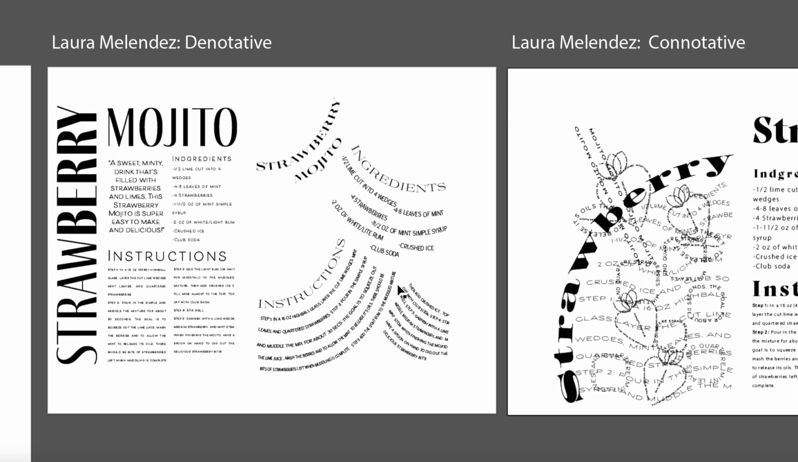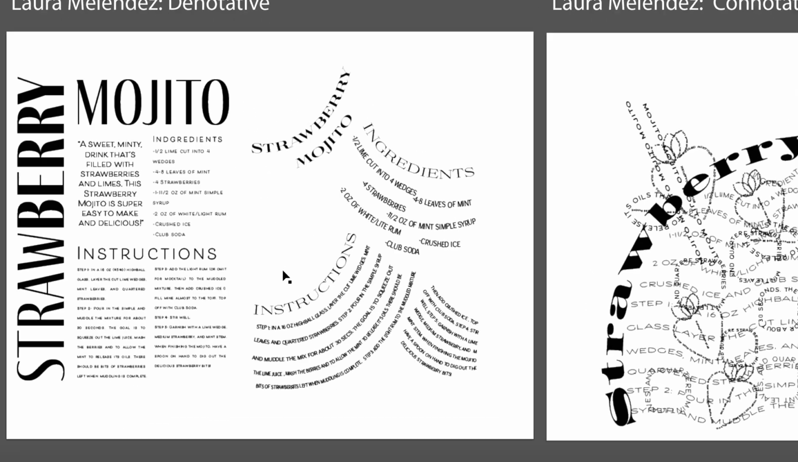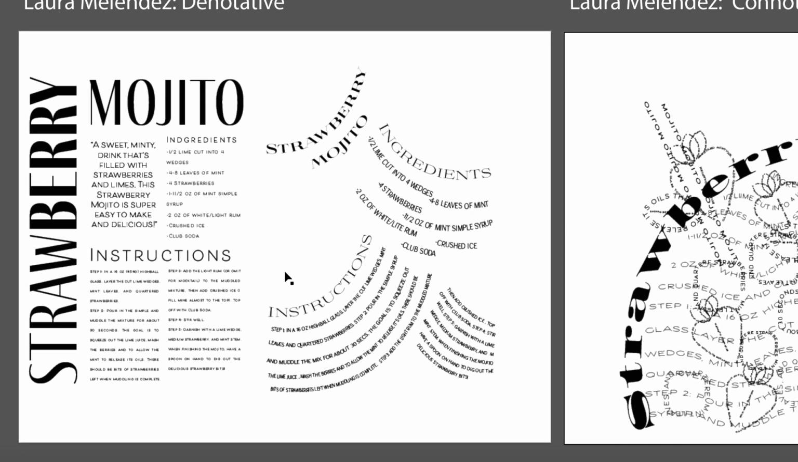I think the denotative is working out nicely. This kind of reminds me of a magazine layout, if you will. The only thing here is I'm seeing that this area seems very different than this area, and I'm wondering if there's a way to combine these two. So let's just kind of take a look and see.